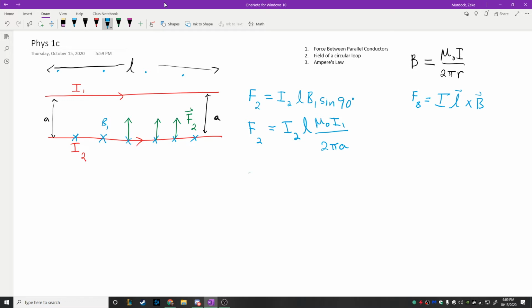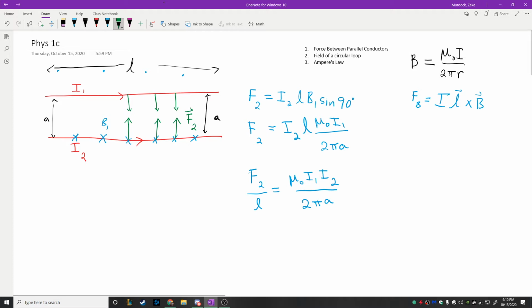So, we get this expression that we're going to rearrange a little bit here. I'm going to divide the length on this side over here, and what we'll be left with is mu naught times I1 times I2 divided by 2 pi times A. And it turns out that this same force is also going to exist on the upper wire as well. And it's going to point this way.